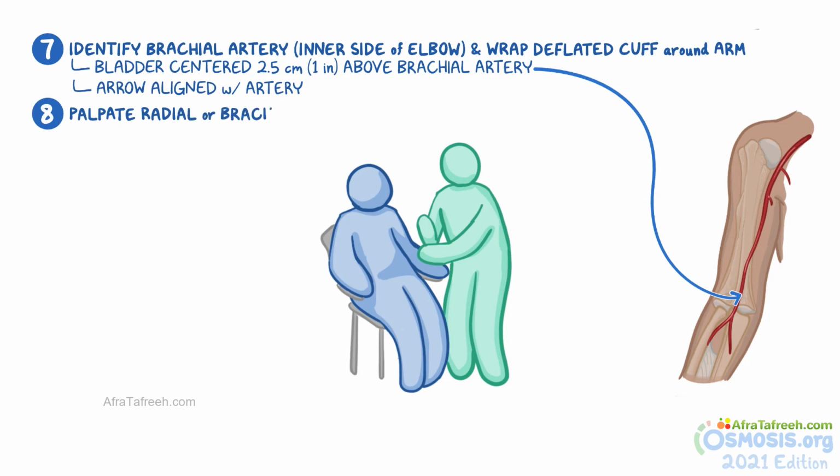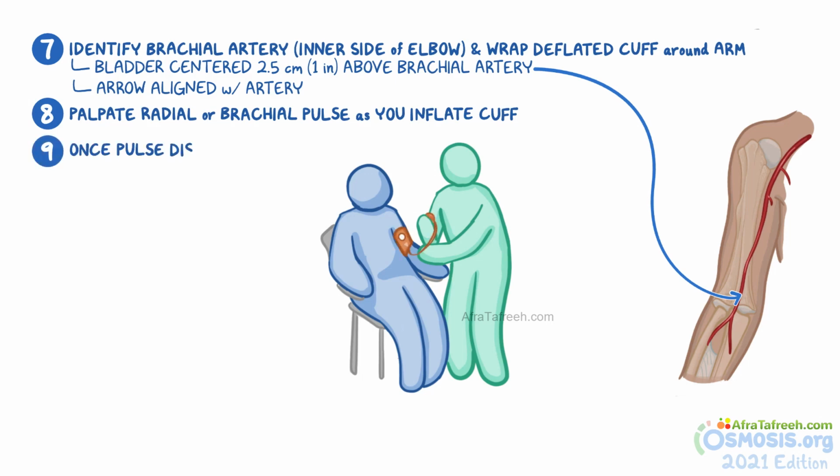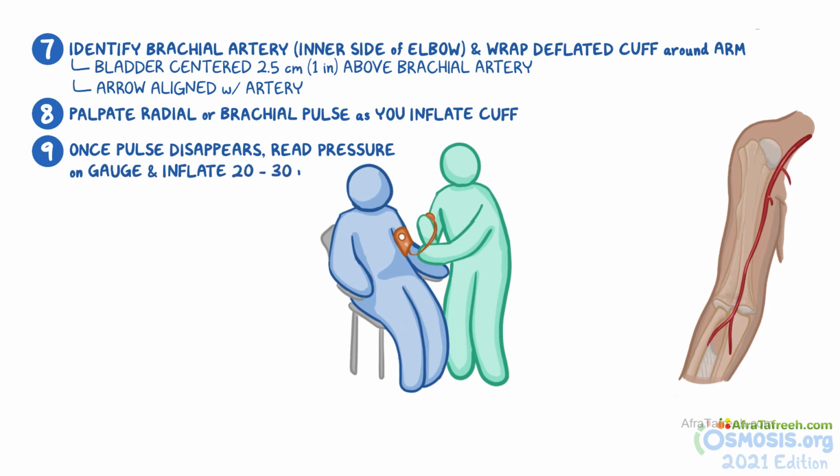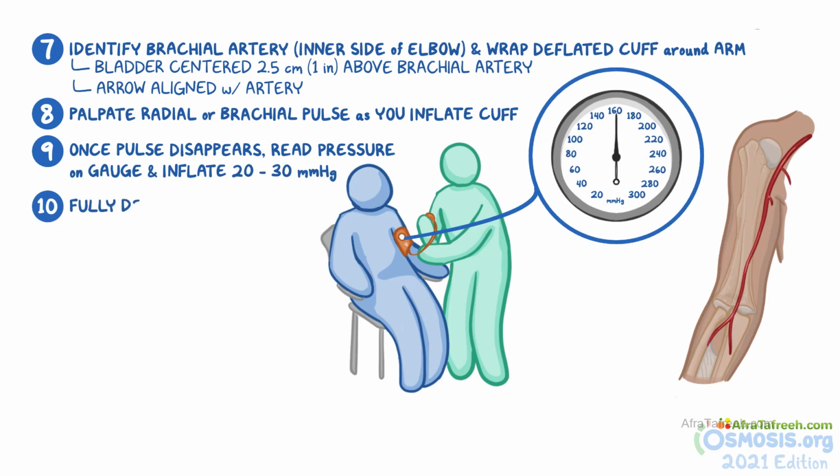Palpate the radial or brachial pulse with one hand as you inflate the cuff with the other. Once the pulse disappears, read the pressure on the gauge and continue to inflate a further 20 to 30 millimeters of mercury. Fully deflate the cuff and wait 15 to 30 seconds.